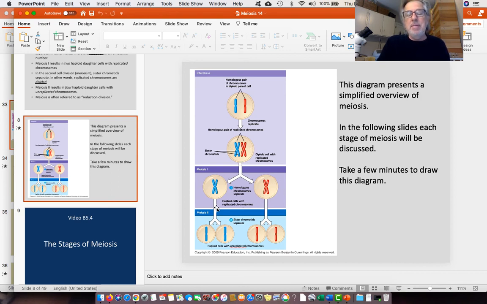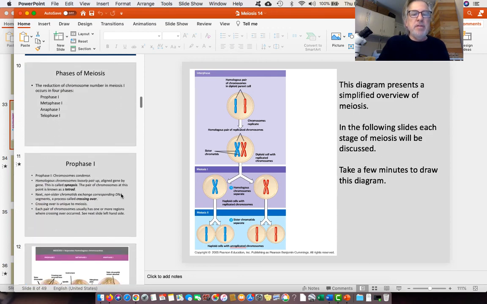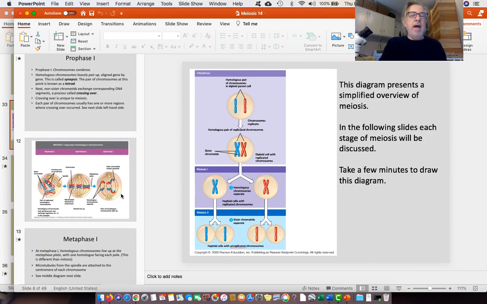And then in meiosis 2, the replicated chromosomes are divided so that the haploid cells now contain unreplicated chromosomes. We thus often refer to meiosis as reduction division, because in the first round we reduce chromosome number, going from diploidy to haploidy, and in the second we divide the chromosomes to make sure we have unreplicated chromosomes in the final product. The stages of meiosis have the same names as the stages of mitosis.